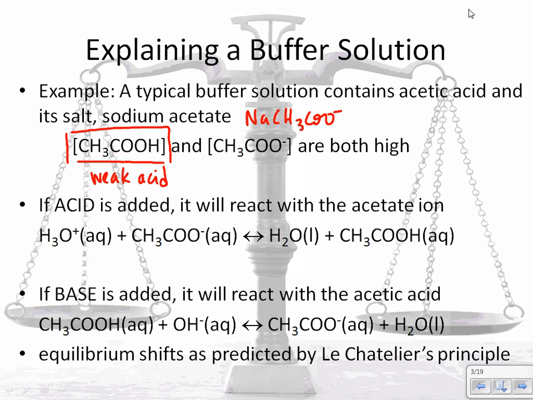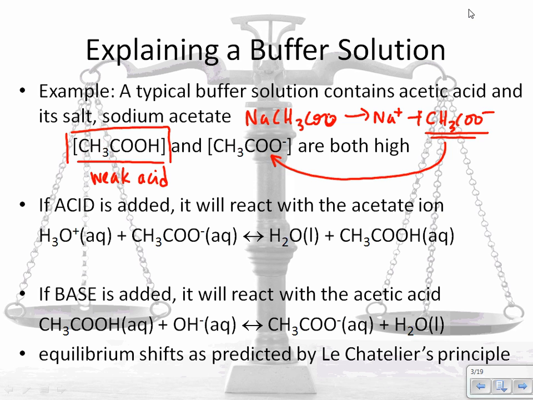NaCH3COO, you know that because it's a salt, it will dissociate completely into its two ions. So the concentration that we get from there is that. So because you have a weak acid and a salt, the concentrations of both of those entities are high. What does that mean? Why is that important?